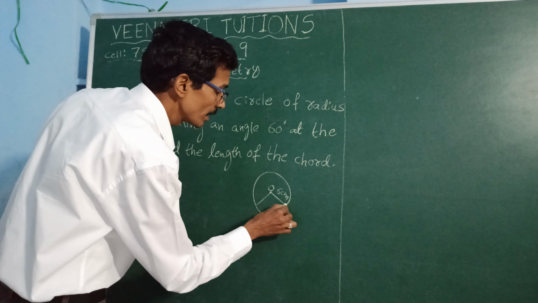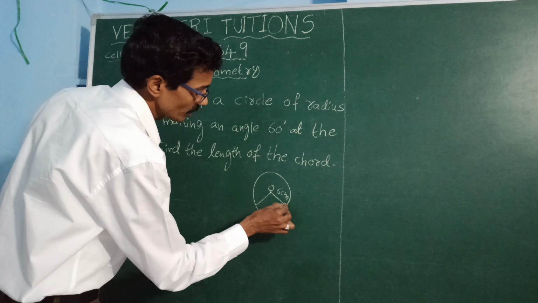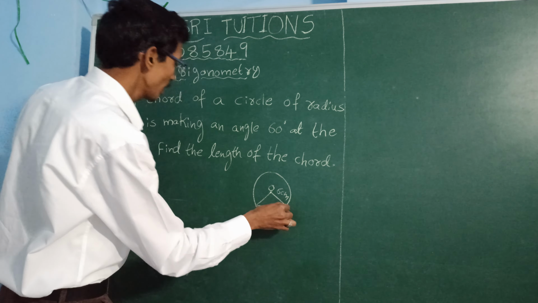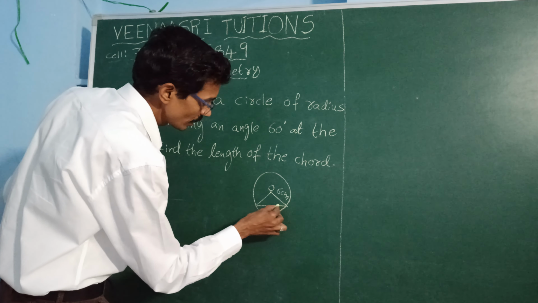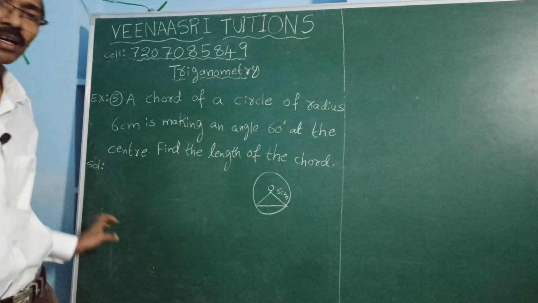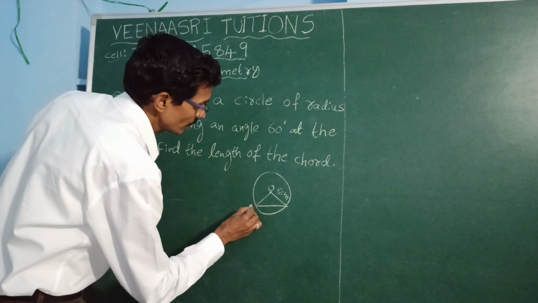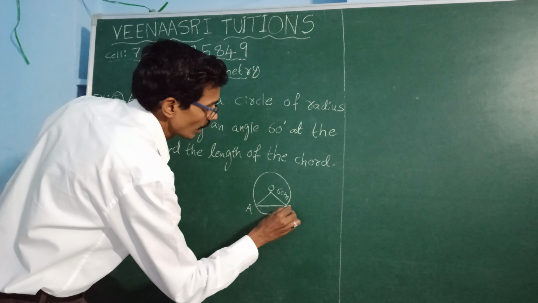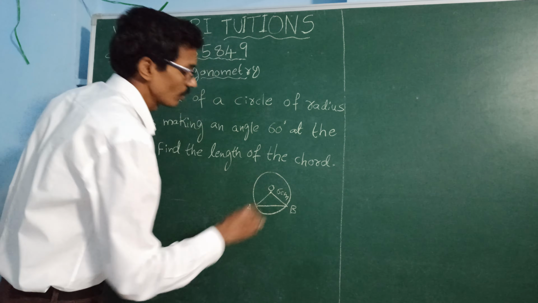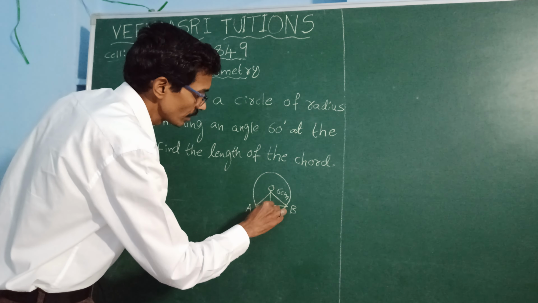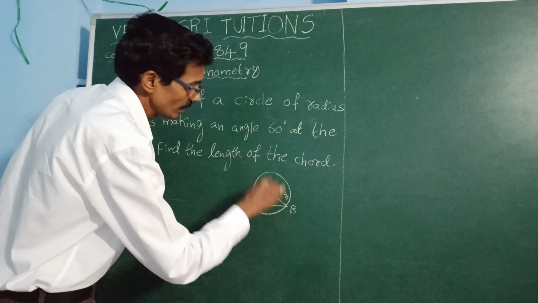Now join the 2 points. It forms a chord of the circle. Now you will find this chord of the circle. You keep points A and B here. Now you draw one perpendicular line to AB. Now you keep another point C.